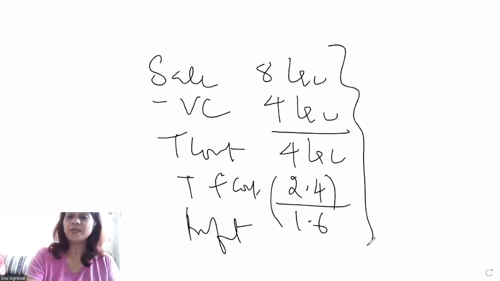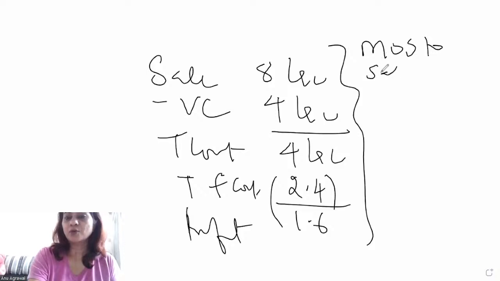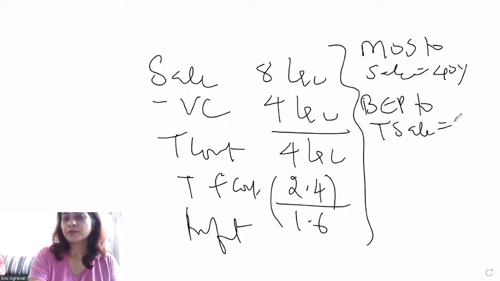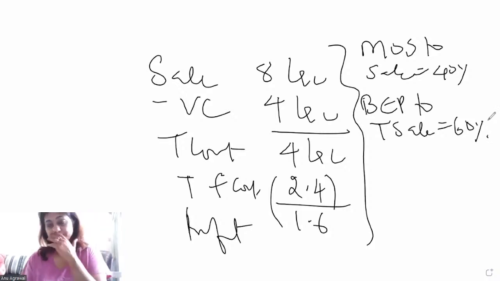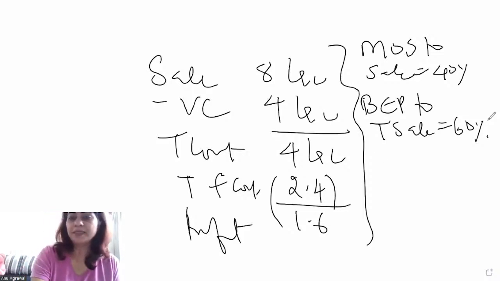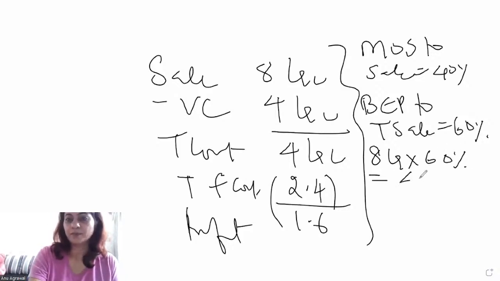The other way of doing it was, if MOS to total sales is 40%, then break even to total sales will be 60%, yes or no? I could have done it like that also. That means 8 lakhs ka 60% is how much? 4.8 lakhs. Yes or no?